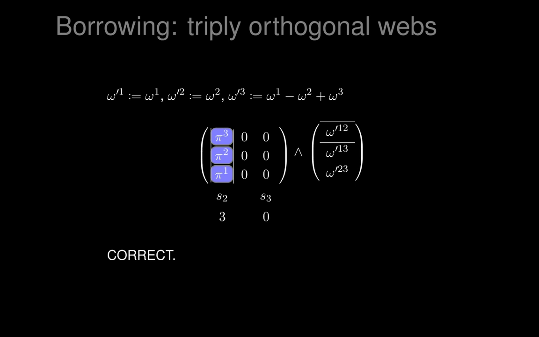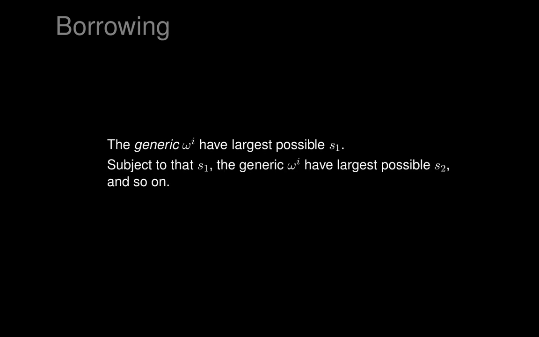When can we do that, and why can we do that? Let's think about how this works in general. For an arbitrary exterior differential system written in some tableau, the generic omega i's will have the largest possible S1, because the change of omega i's can change us to any integral element, any integral flag inside the given integral element. So once we have an integral element, we'll be able to wiggle around the omega i's and get any integral flag inside it to show up, and the generic integral flag is going to be the one we're looking for. The generic will have the largest S1, and then subject to that S1, it'll of course also have the largest possible S2, and so on and so forth.